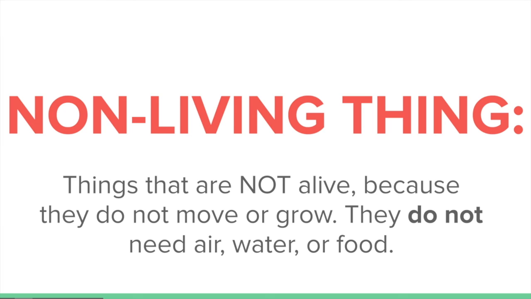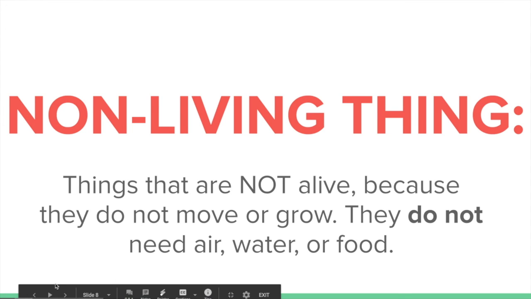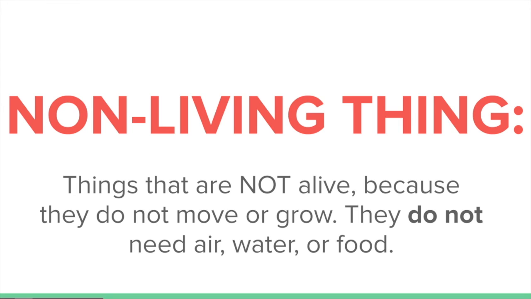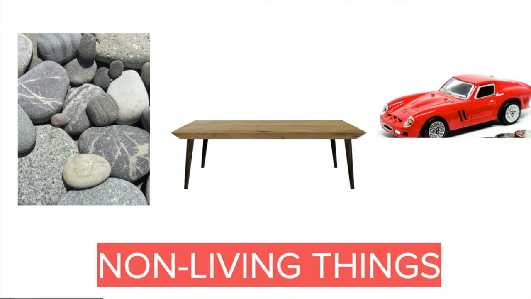Alright, let's move on to our final definition. Our next definition is non-living things. Non-living things are things that are not alive. These things do not move and they do not grow. They do not need air, water, or food. Some examples of non-living things are rocks, toys like cars or dolls, and tables.